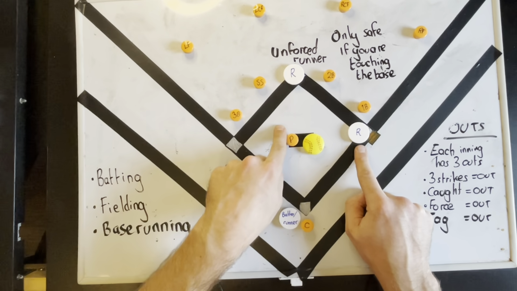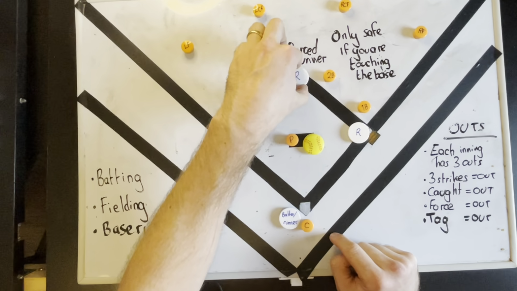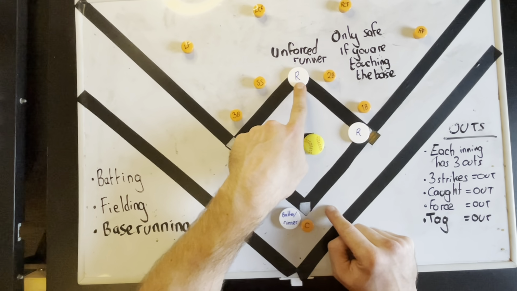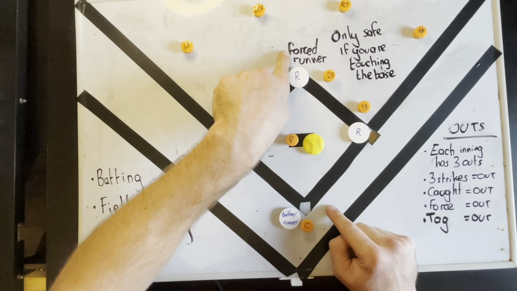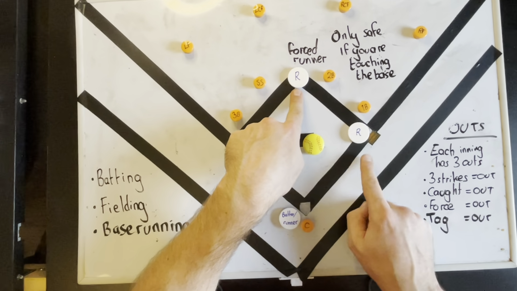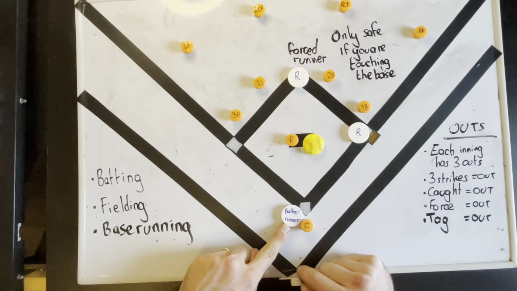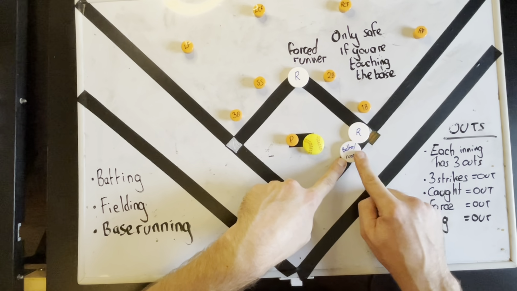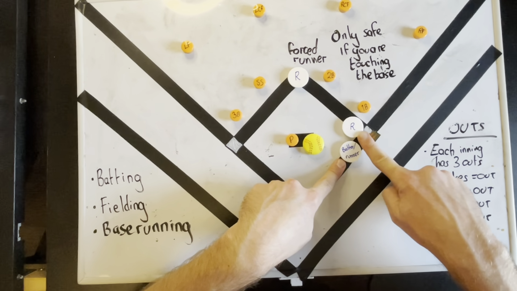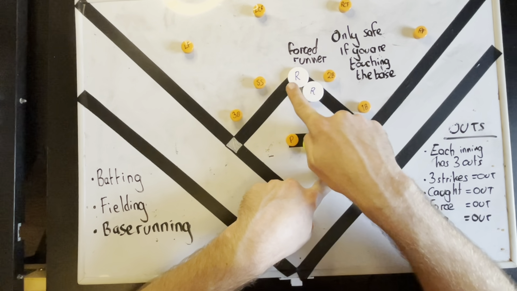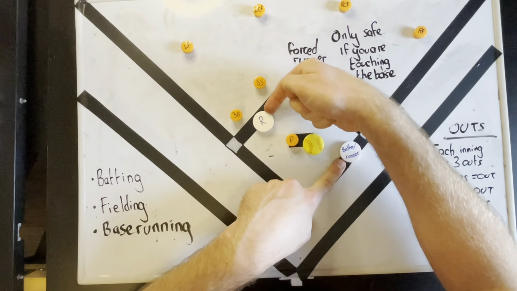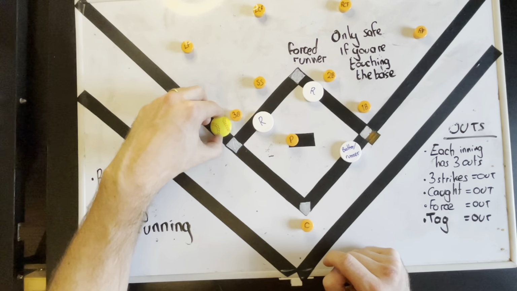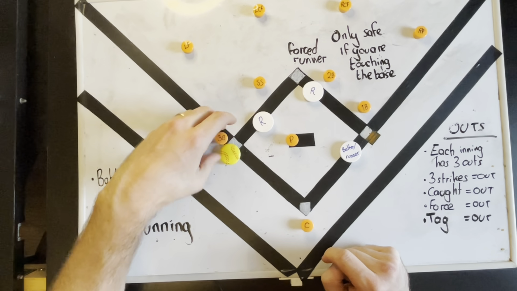In this situation, what can you tell me about this runner here? Now, in this situation, this runner is now a forced runner. Because as soon as this ball is hit, this batter runner is forced to go to first. Can't have two people at this base, so this runner is forced to go to second. Can't have two people at this base, so this runner is forced to go to third. So because I now have a forced runner, there is a forced play at third.